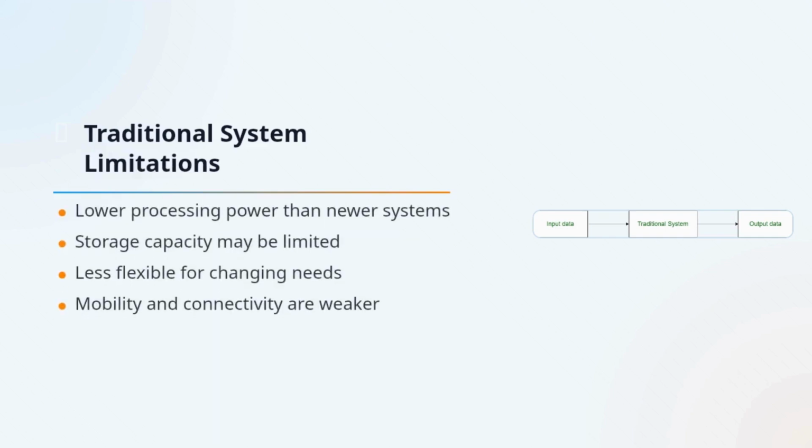At the same time, traditional systems have some clear limitations. They may be slower, offer less storage, and struggle with modern workloads that need more flexibility. These systems are also usually less portable and may not connect as smoothly with other devices or distributed platforms. So that covers the basics of traditional computer systems.